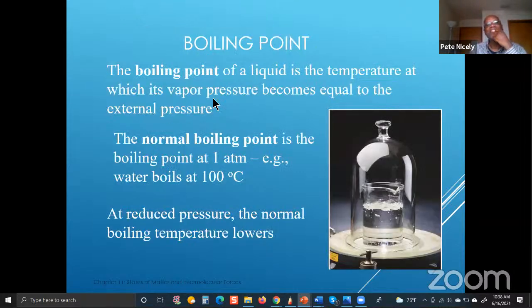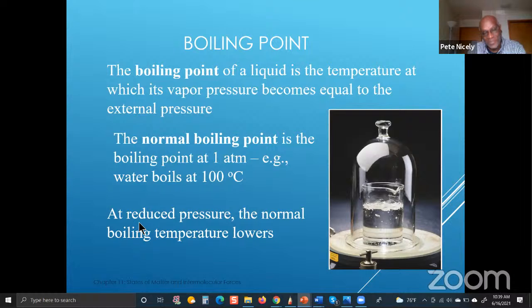Okay, another definition we need to talk about: boiling point. The definition of a boiling point is the temperature at which the vapor pressure becomes equal to the external pressure. So it's not just simply the temperature at which water boils, it's the temperature at which the vapor pressure of the liquid becomes equal to the external pressure. For example, the normal boiling point of water is 100 degrees Celsius because that is the temperature at which the vapor pressure of water is equal to the external pressure, which would be the atmospheric pressure.